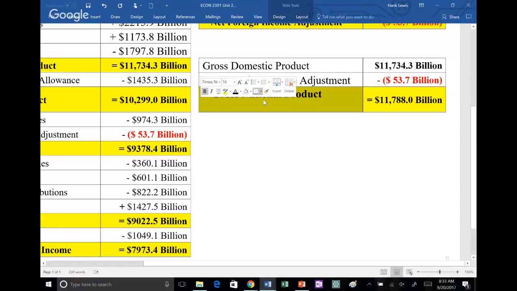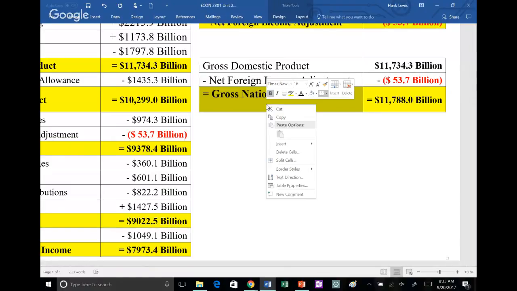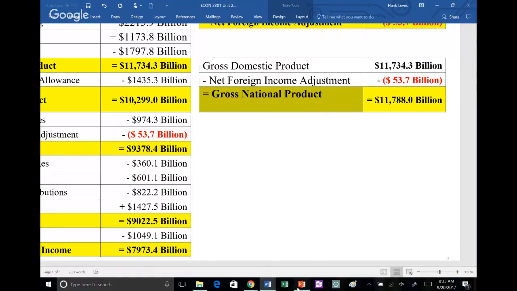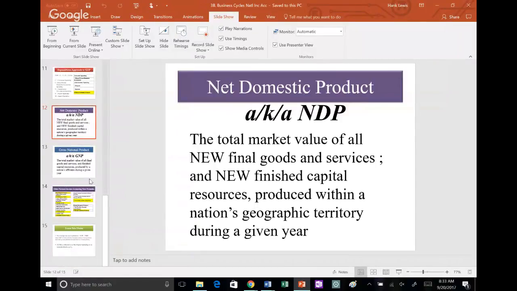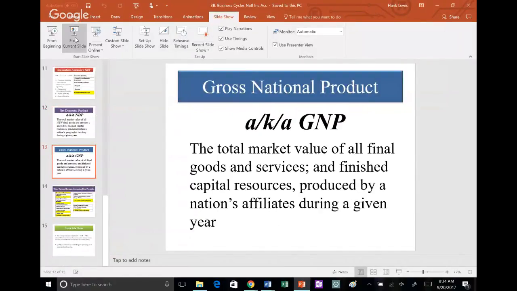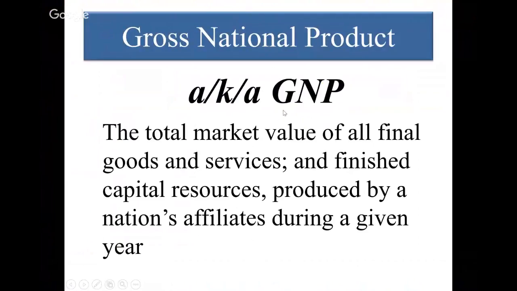And some people say, well, what exactly is gross national product? Well, let's go back to our slideshow. It used to be what we would consider our measure for national income accounting. Gross national product is defined as the total market value of all final goods and services and finished capital resources produced by a nation's affiliates during a given year. Class, what this means here is we're looking at U.S. citizens and American-based businesses, all the income and production of final goods and services, all the spending and income they get from this anywhere on the planet, but it's only citizens and businesses affiliated or headquartered in the United States.